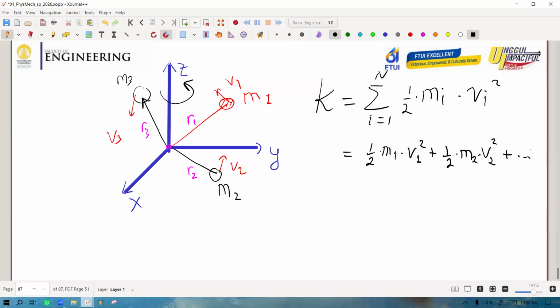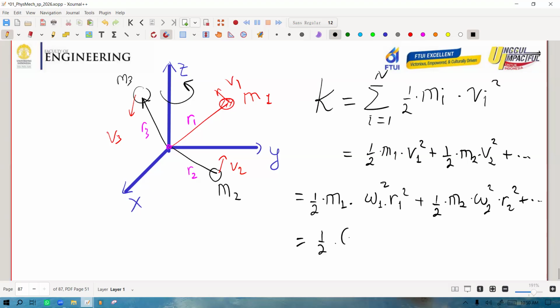Then we know that v is equal to omega times r. So here is half m1 omega1 r1 square plus half m2 omega2 r2 square. We can move the omega out: half m1 r1 square omega1 square, and then half m2 r2 square omega2 square.